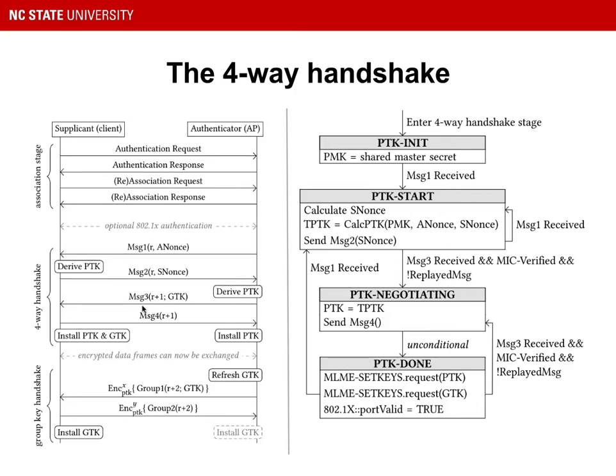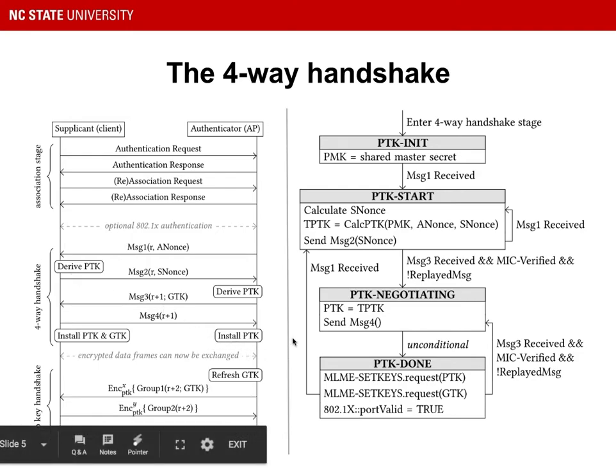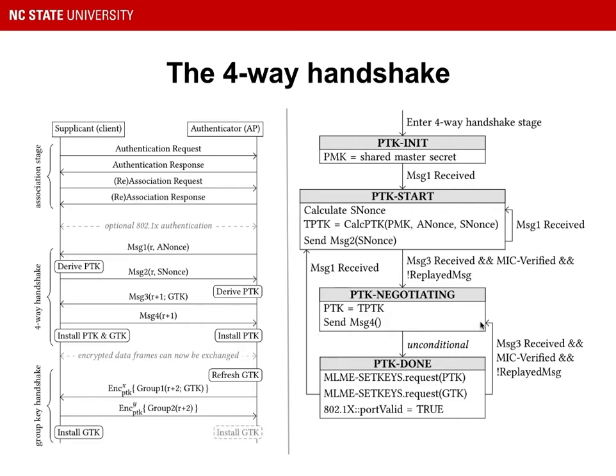And then after that, the AP will send back to the client a message 3 with the GTK, the group key. Once again, upon successful receipt of message 3, the client will reply to the AP with a message 4. And right after that, the client will install the PTK and the GTK, and on the AP side, upon receipt of message 4, the AP will install the PTK.